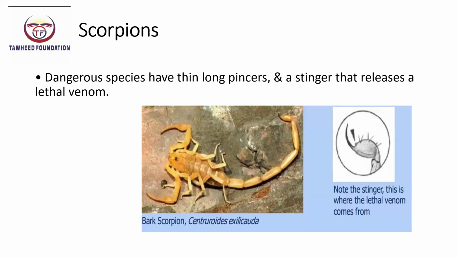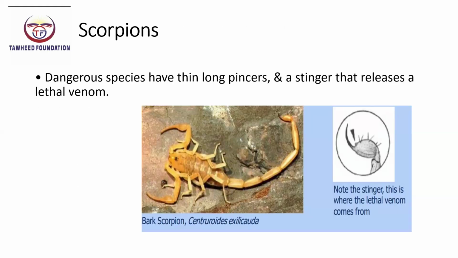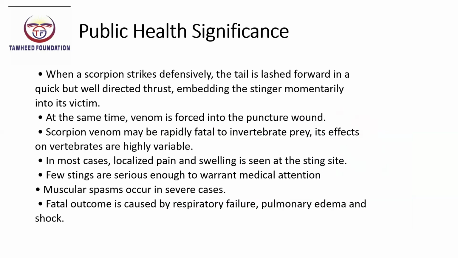So these are very dangerous species. As you can see here, this is bark scorpion. Dangerous species typically have thin, long pincers. Scorpion breeding is seasonal, peaking in warm months, which also increases sting incidence. During that time, preventive measures include removing debris like rocks and firewood away from dwellings, sealing cracks and crevices around structures, and maintaining general cleanliness.